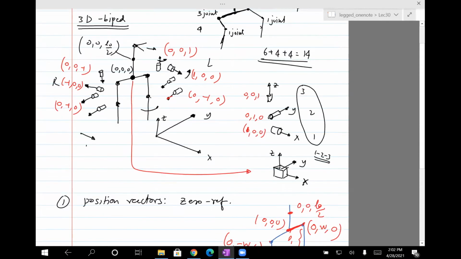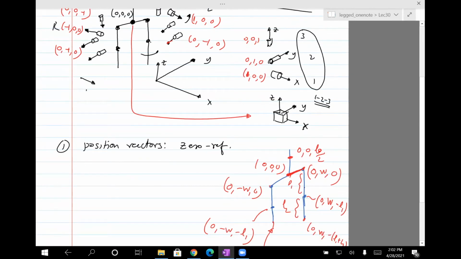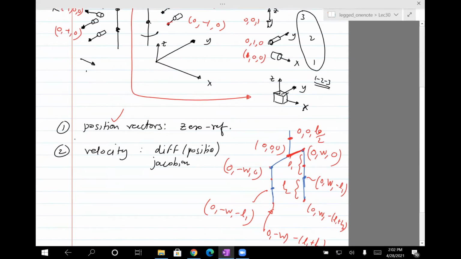So we have the pin use, we have the positions, which are these, and then you also need the positions of the center of mass, which I'm assuming to be midway. So the position vectors is no big deal. You easily have them. The second thing is you need to find the velocity. The velocity is found by using diff of the position or using the Jacobian. Either one will do. So this is the linear velocity, lin.